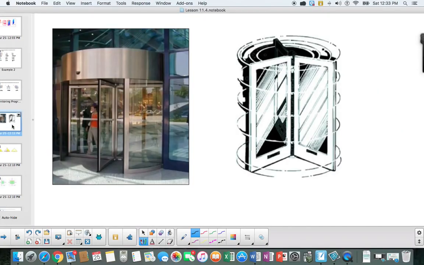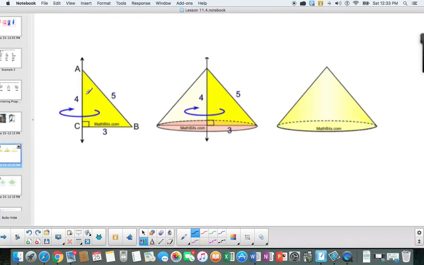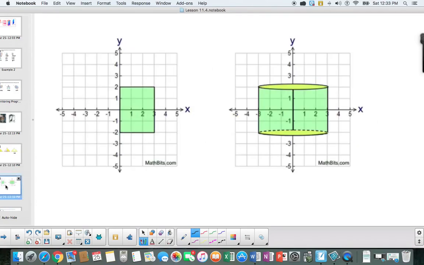Okay, here's another idea. Have you ever gone through these revolving doors? This revolving door, as it goes around and around, faster and faster, suggests a cylinder shape. And so that's what we're going to do right now. We are going to take a two-dimensional figure, like a triangle, and we're going to revolve it, going around and around, and it's going to suggest the shape of a cone. Let's take another two-dimensional figure, this rectangle right here, and we're going to revolve it around the y-axis, and that suggests a cylinder.